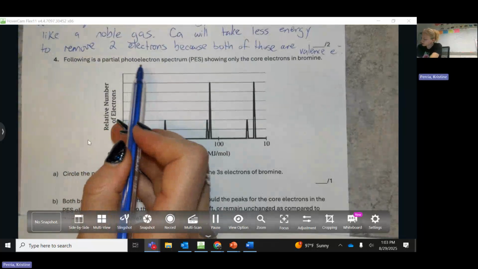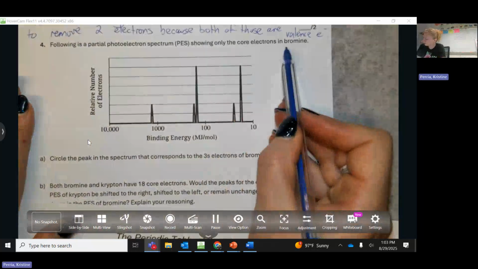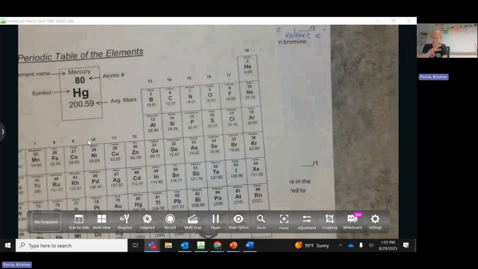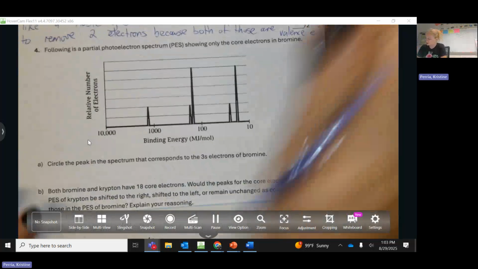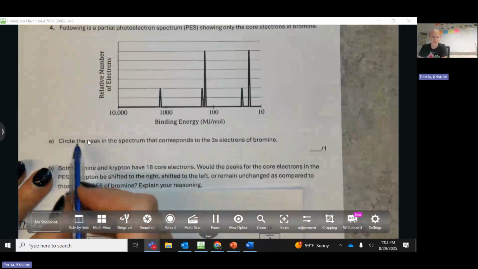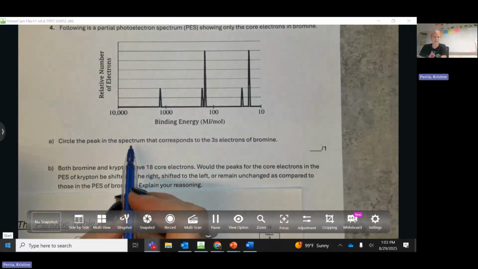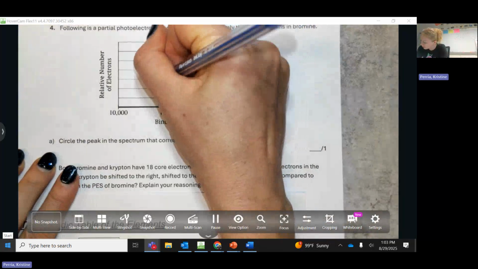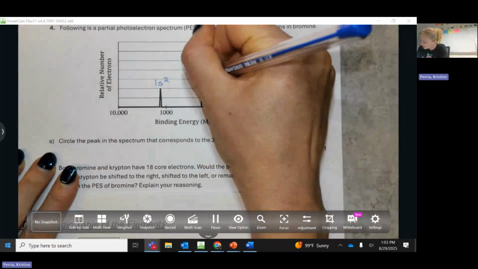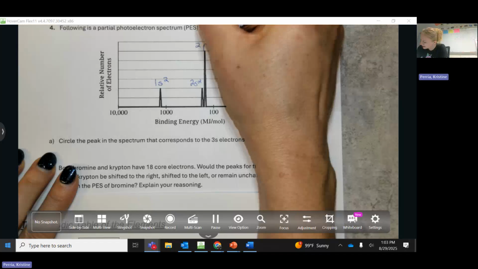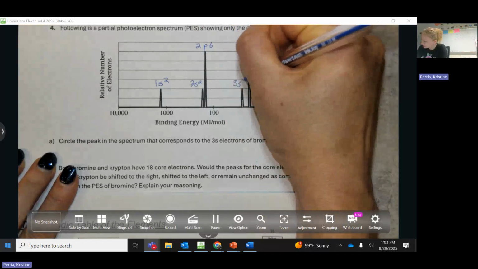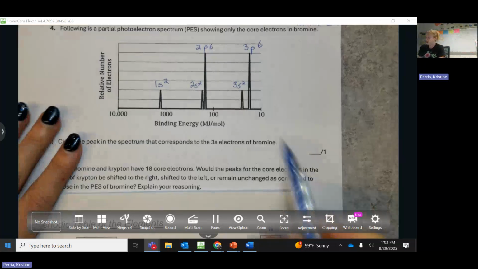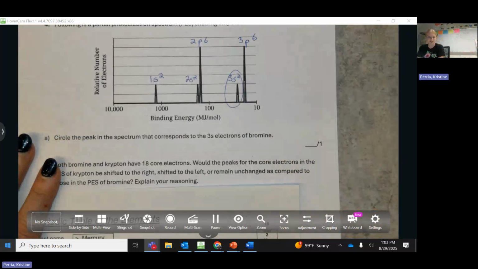Following is the partial PES showing only the core electrons in bromine. So bromine's a really big atom, so its PES diagram would be really, really huge. So this is just the first electrons. It says circle the peak in the spectrum that corresponds to the 3s electrons of bromine. So all I have to do is label this. We always know the farthest to the left is the 1s2, 2s2, 2p6, and then we're at 3s2, and then we're at 3p6. Okay. So it just says to circle it, so I would circle it, and that's it.